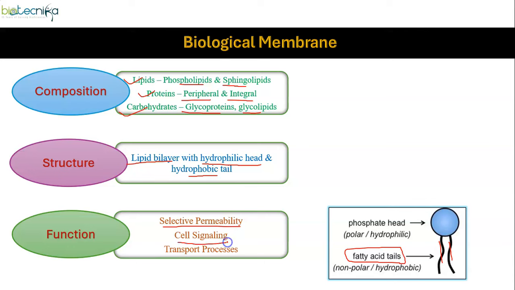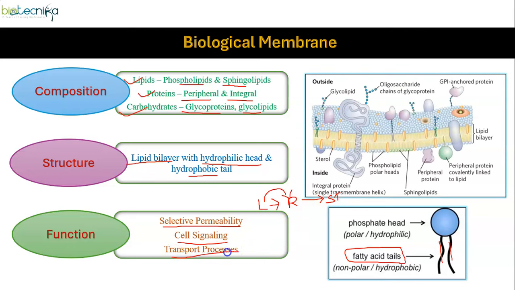Cell signaling. There will be a ligand whose receptor can be present on the membrane. When this ligand goes and binds to the receptor, a signal transduction pathway will be initiated, basically transmitting information from the external world to the internal of the cell. Then of course transport processes. Molecules can move inside the membrane as well as go outside the membrane.